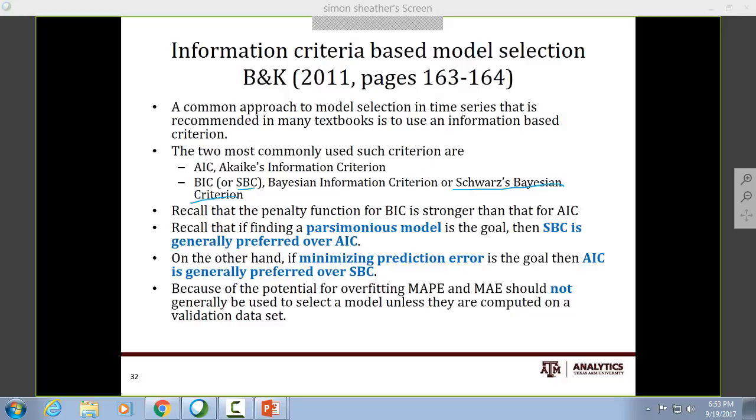Now, we have to be really careful about worrying about overfitting. Remember, we're using an information criterion because there's a penalty function. It is crazy to use MAPE and MAE, mean absolute prediction error and mean absolute error, or median absolute prediction error and median absolute error, unless you're computing them on a validation set, which we shall do later in the semester. Okay.